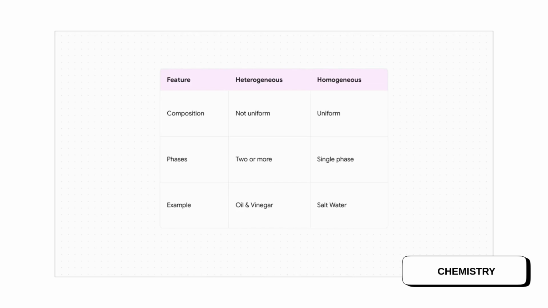Okay, so let's put them side by side just to make it super clear. On one hand, you have heterogeneous, not uniform with multiple phases. Think about oil and vinegar dressing, where you can literally see the separate layers. Then you have homogeneous, completely uniform, just a single phase, like salt dissolved in water. Once it's stirred, you can't see the individual salt crystals anymore.